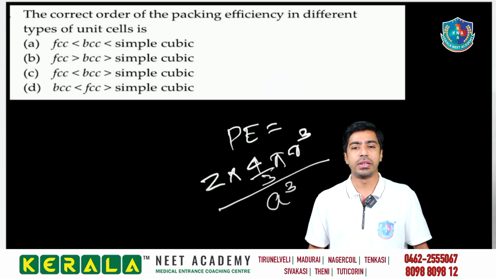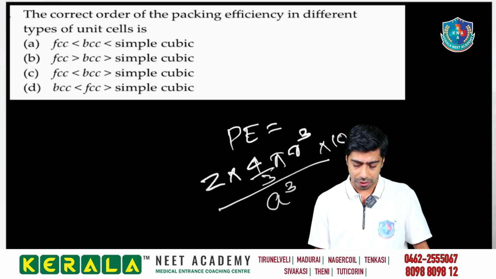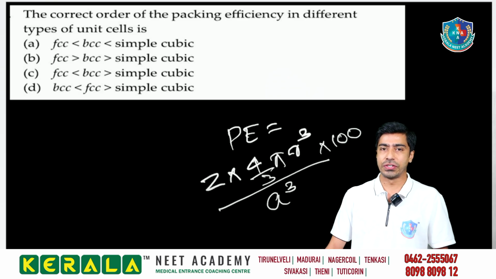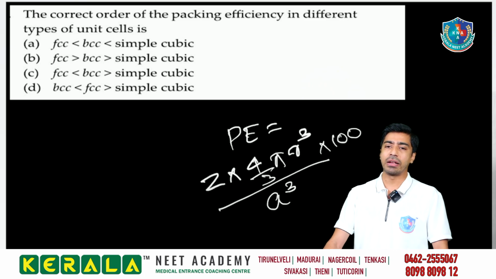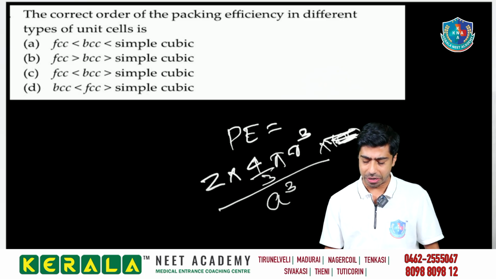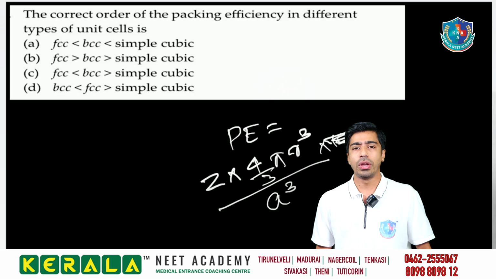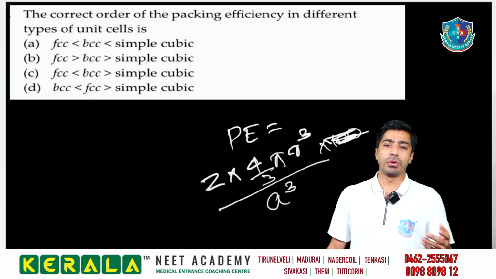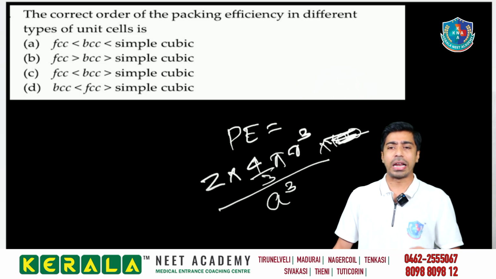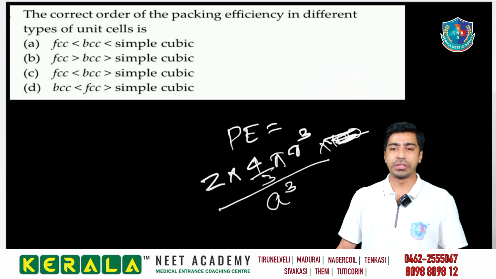divided by the volume of the unit cell. Volume of the unit cell is a cube, if a is the edge length, and multiplying by 100 will give you the packing efficiency. And if the question is for packing fraction, we don't need to multiply by 100. That means Z into 4 by 3 pi r cube divided by a cube is enough. We are not calculating the value here, so it's better to memorize it. I hope you all know the packing efficiency values.